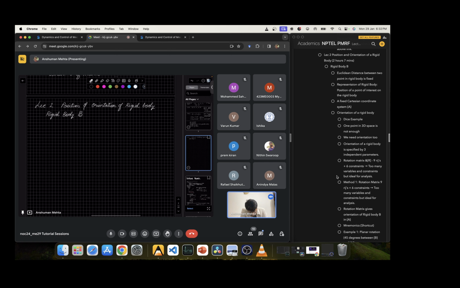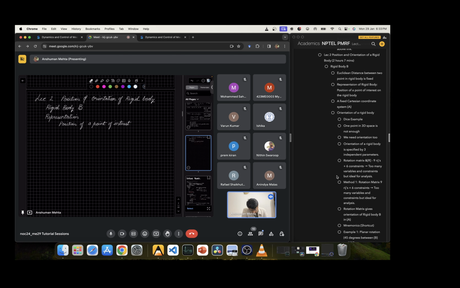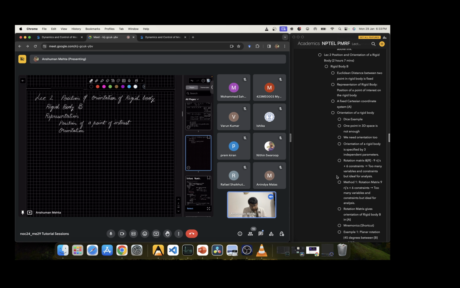Now talking about the representation, any rigid body can be represented by the position of a point of interest. Okay. So any point on this rigid body, its position as well as something called orientation. So let me prove that to you.